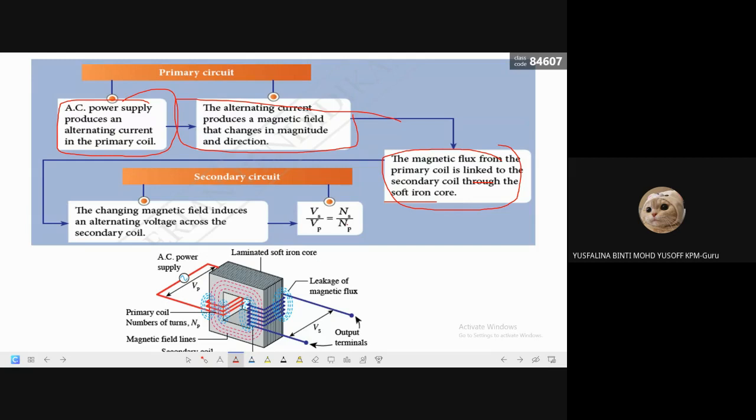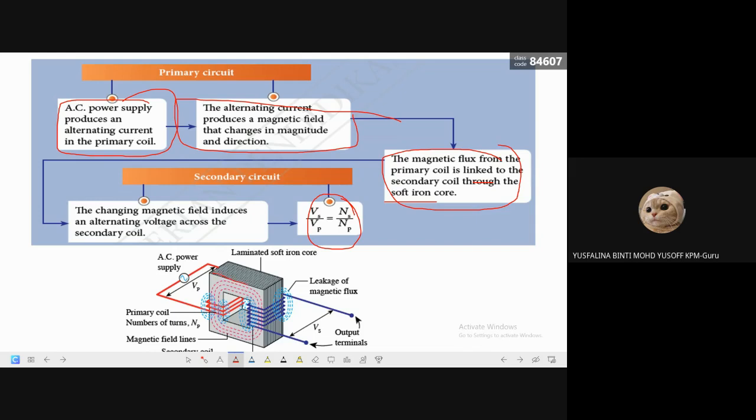And this is the formula: Ns over Np equals Vs over Vp. As you can see here, there is a leakage of the magnetic flux. Leakage means not all the magnetic flux stays in; some of it will go out from the coil. And laminated means you can see there are a few layers.